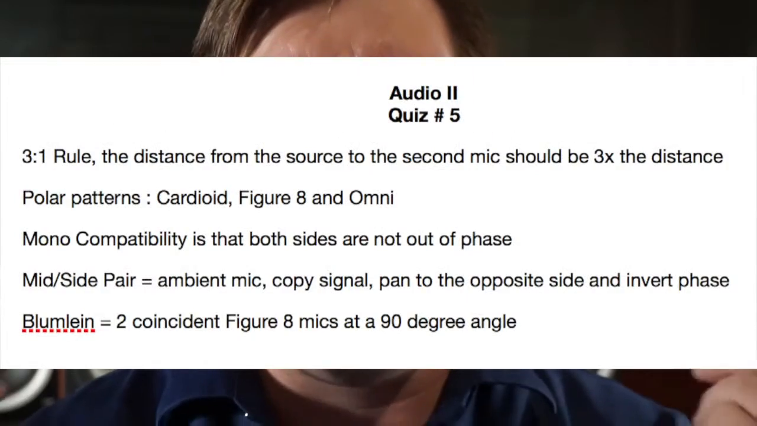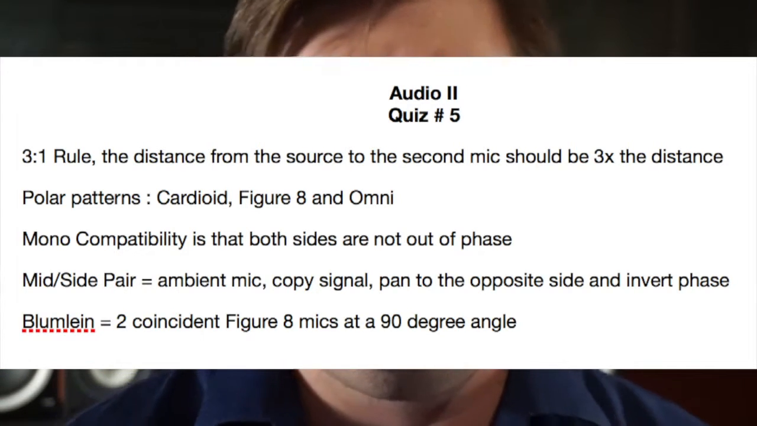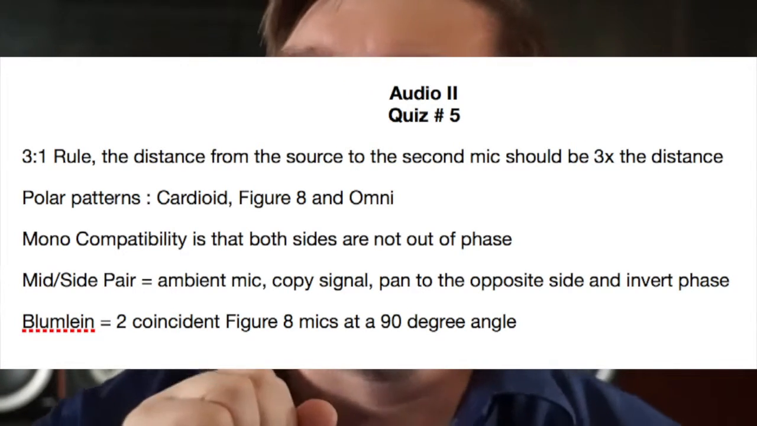Monocompatibility is that both the left and the right channel are not out of phase. And actually, I think the wording in the quiz is that they are in phase, and as I think about that and try to be a good teacher and technical, I would say monocompatibility is not that it is in phase necessarily, but that it is not out of phase. And that's semantics, but that is good enough.